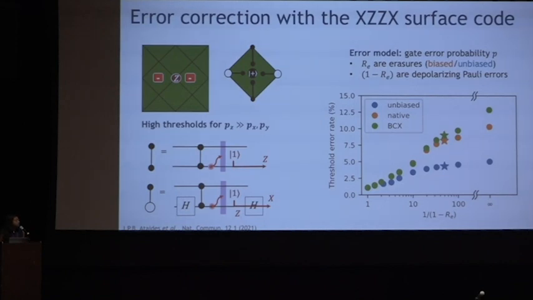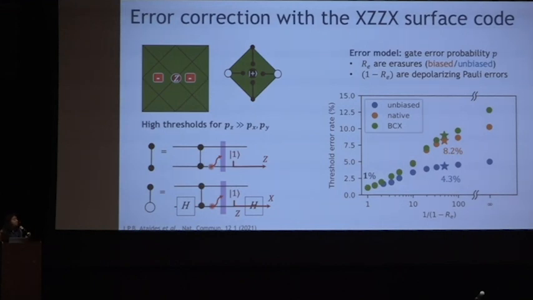When you start out at erasure fraction R_e equal to 0, you have the expected threshold of 1%. But then when you look at R_e equal to 0.98, which is what happens physically with our qubit, you see that for unbiased erasures, we have a threshold of 4%, but with the native gate set of biased erasures, we have almost a doubling of the threshold to 8%.